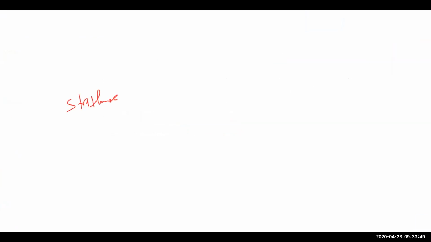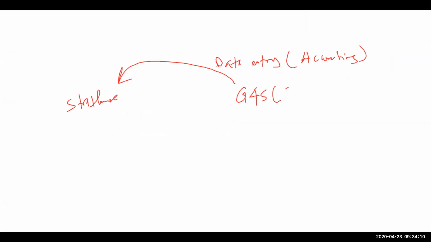We have Strathmore here. We have G4S here, for example. G4S is providing some service, for example data entry. They hire out cashiers to Strathmore for data entry. If that's the case, since they are providing matters that are more towards an accounting angle, you can say G4S becomes a service organization.